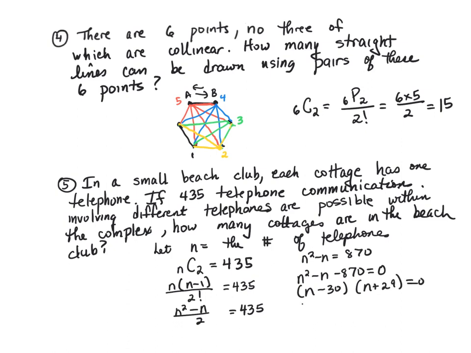And when we set each of those factors to 0, we reject this one, and the answer is that there would be 30 cottages. So these dots, if we had 30 dots, no two were collinear, we could have made 435 connections. All right, so I thought that was a nice problem.